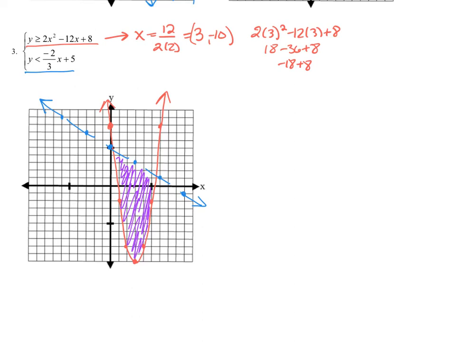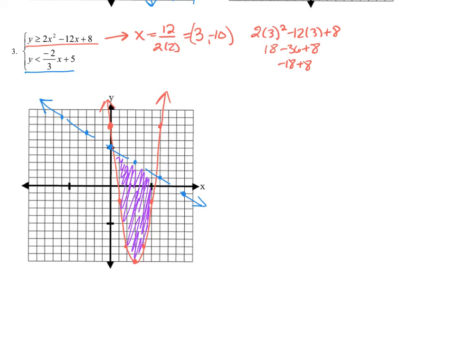Then I graphed my line. It's going to be a dashed line because of the symbol. And I would shade below the line because y is less than. So that means the overlapping shaded region I put in purple would be inside the parabola but below the line. So the purple indicates the overlapping shaded region.